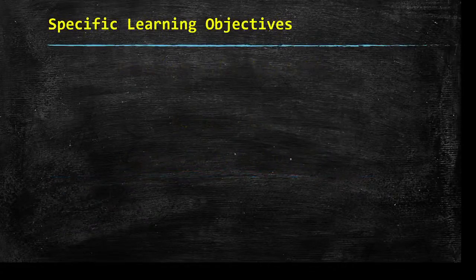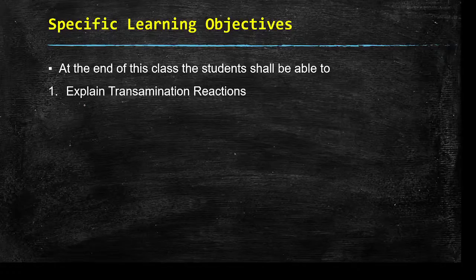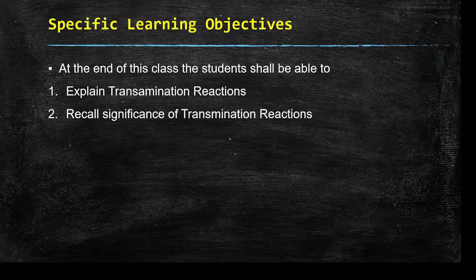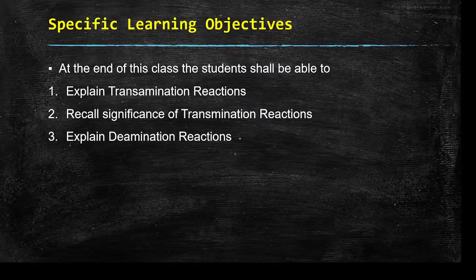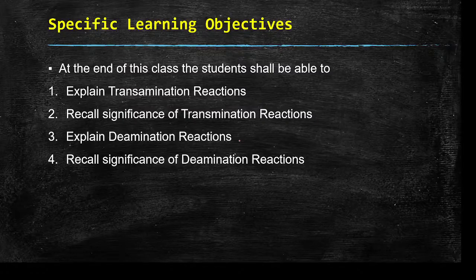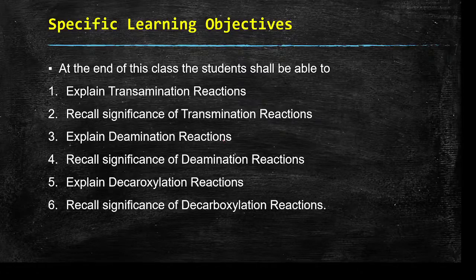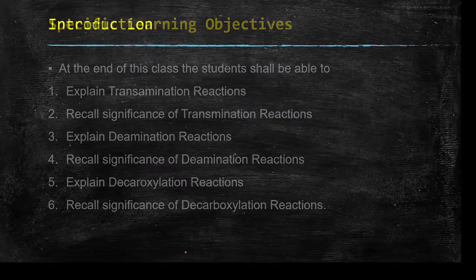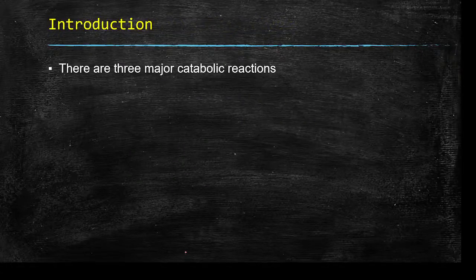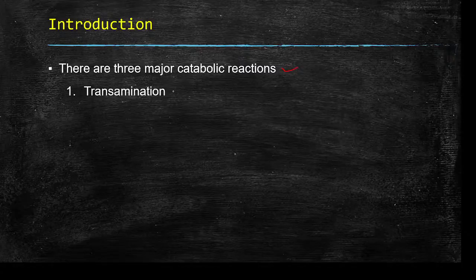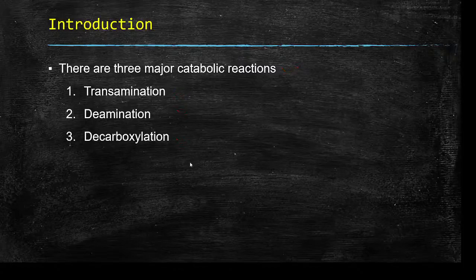Okay. So at the end of this class, the student shall be able to explain transamination reaction, recall significance of transamination reaction, explain deamination reactions, recall significance of deamination reaction, explain decarboxylation reactions, and recall significance of decarboxylation reactions. Okay. So there are three major catabolic reactions of amino acids. So that is transamination, deamination, and decarboxylation.